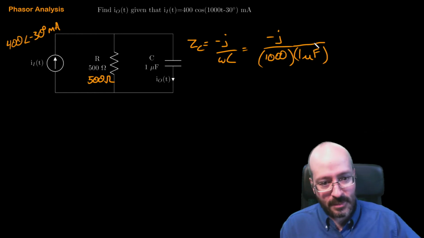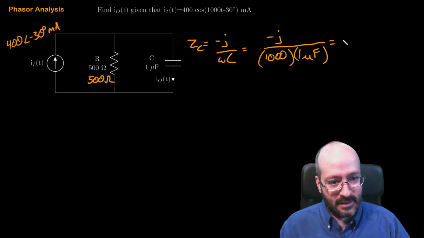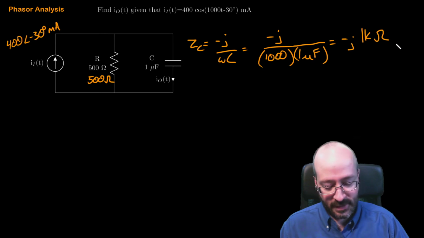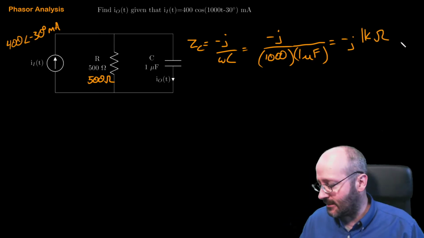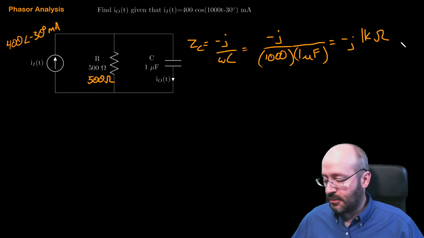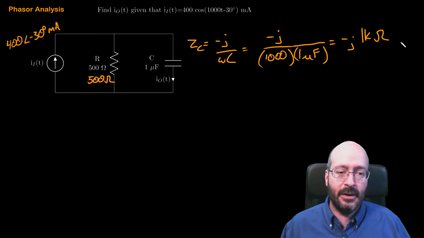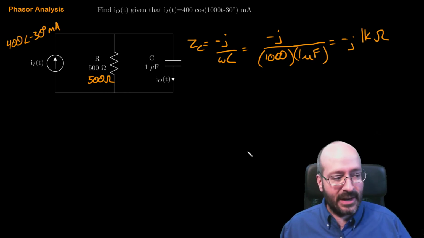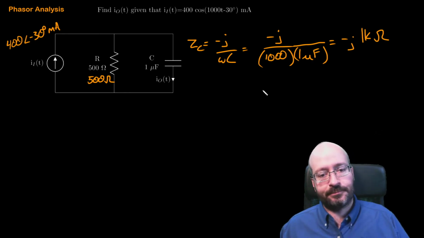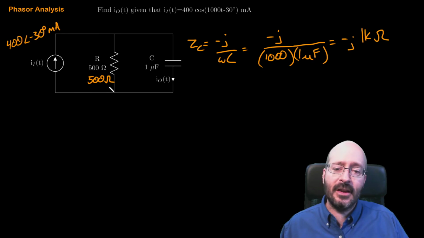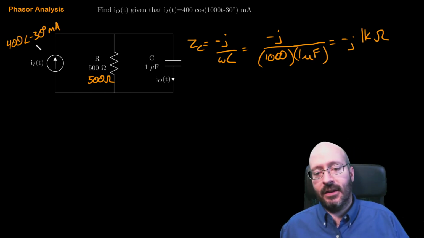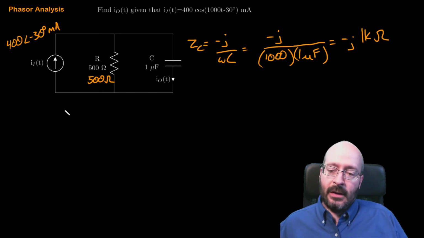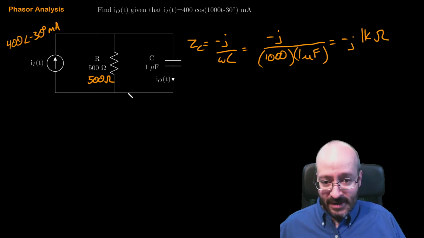Okay, so from that we get -j 1,000, so 1k. And that's again in ohms, it's an impedance. If you go through all of that calculus that I did a few videos ago and follow your units, you're going to see that it ends up being in ohms. Okay, so I have a complex number for each one of these components. And then we perform circuit analysis.